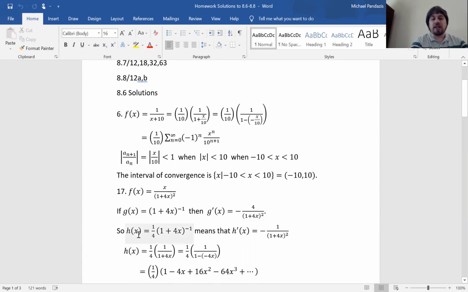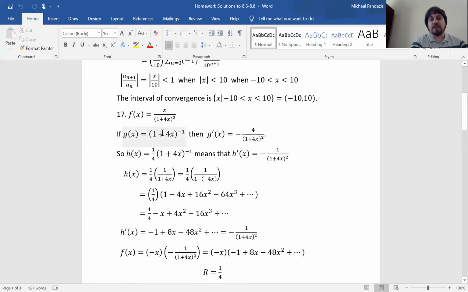Okay, so I set h of x equal to 1/4 times 1 plus 4x to negative 1. And so that means the derivative of this is now 1/4 of this derivative, which is negative 1 over 1 plus 4x squared. So the function we're going to care about is h of x. We started with this g of x, and since there's a 4 here, I want to get rid of it. So I just thought of 1/4 times this function to get rid of that 4 in the final answer.